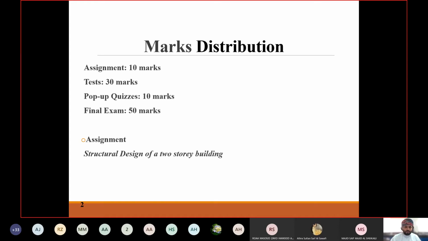2 tests, no mid-exam, and then several, be carrying a weightage of 10 marks.